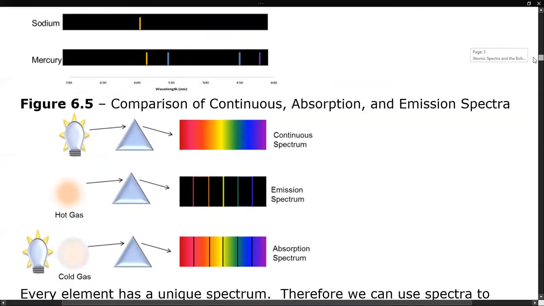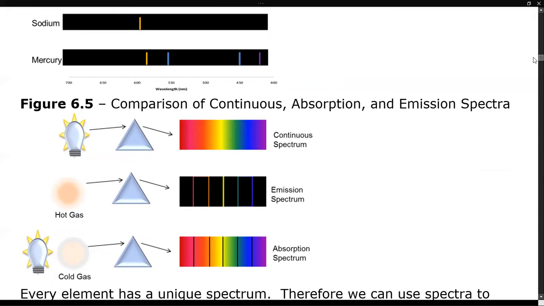Now, there's several different types of spectra you can take. You can get a continuous spectrum, like, for example, if you just run white light through a prism, you're just going to get a rainbow. We call that a continuous spectrum. There's no breaks in there, nothing like that.